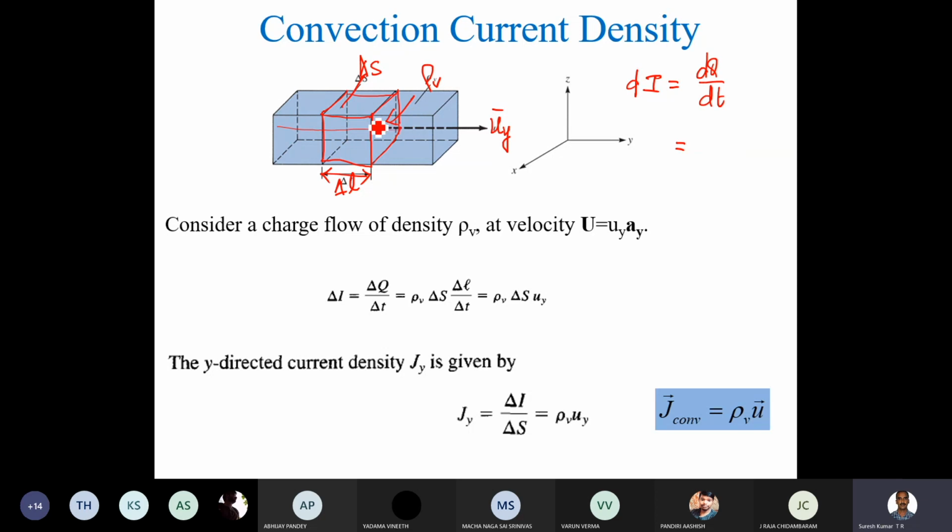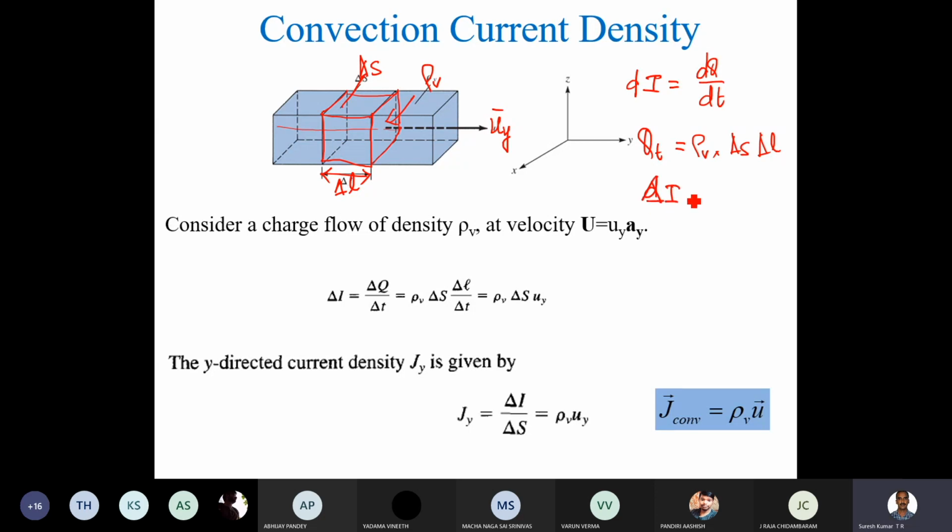Or the total current, let's calculate the total charge. The total charge in this small elemental volume is the volume charge density multiplied with the volume. So the volume is delta S. I will take this representation delta instead of d. So delta S into delta L is the volume. So the total charge will be rho v multiplied with the volume.